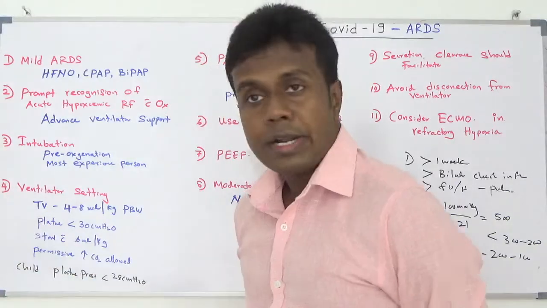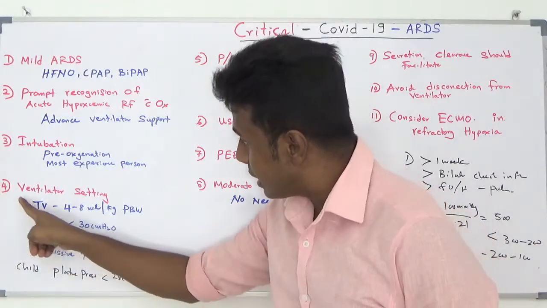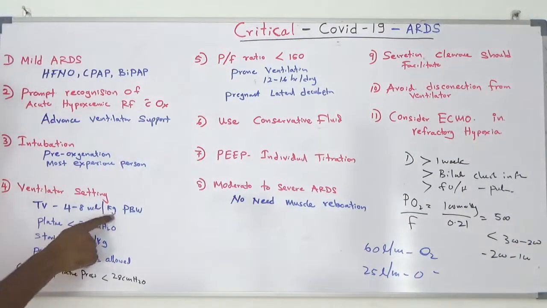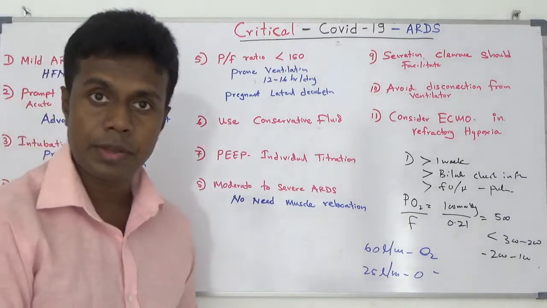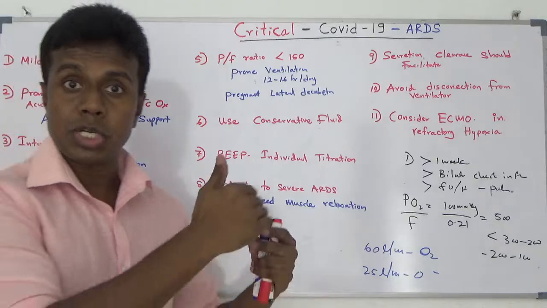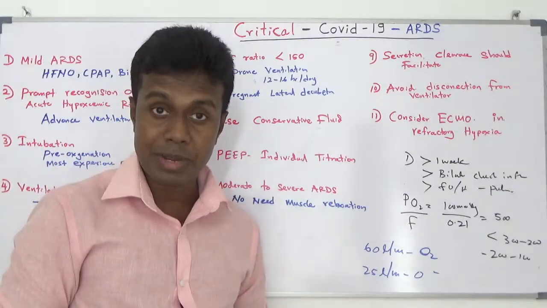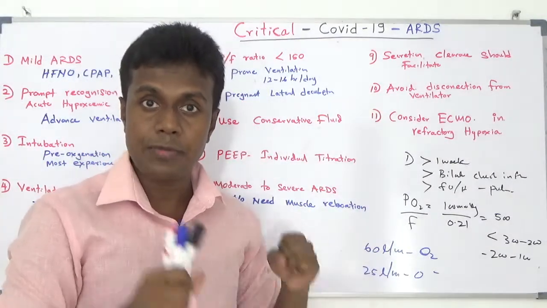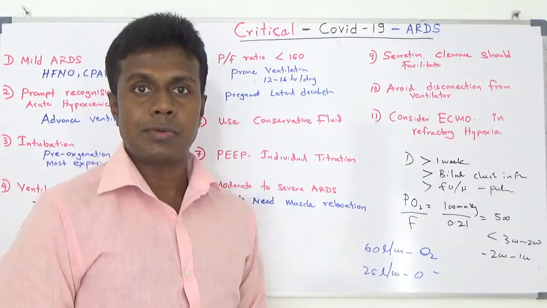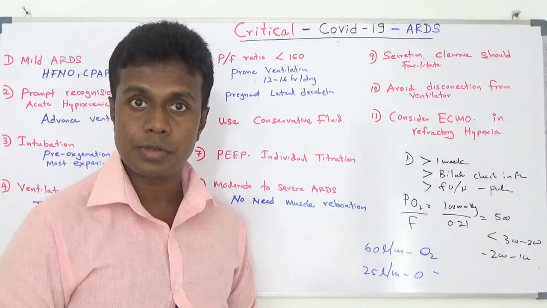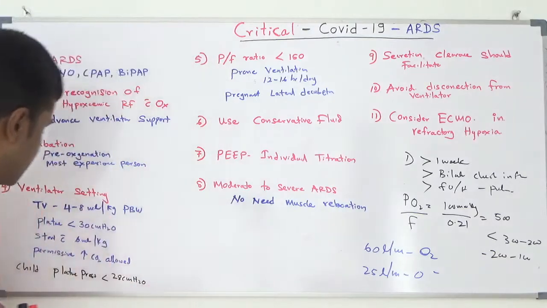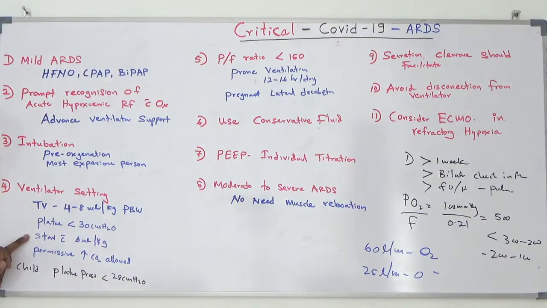Number 4, ventilatory settings. Initially, the tidal volume should be somewhere around 4 to 8 milliliter per kilogram of predicted body weight. Plateau pressure means the pressure you reach once you stop inspiration, not the peak pressure. The plateau pressure should be less than 30 centimeter H2O.